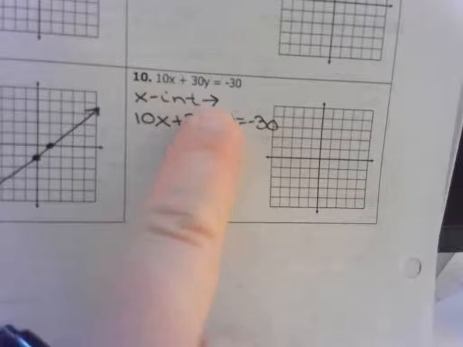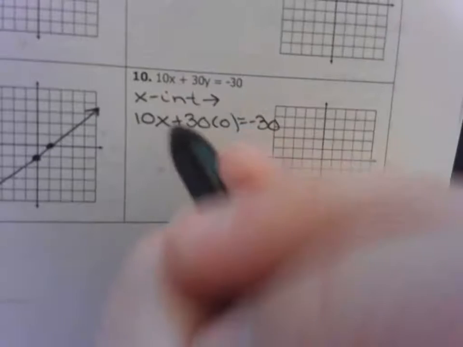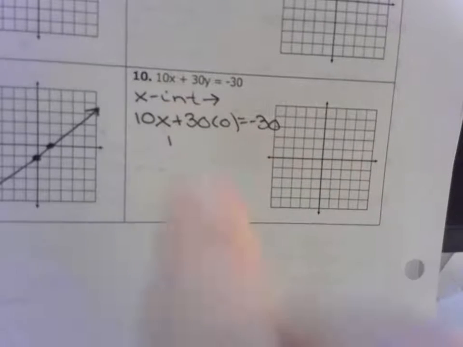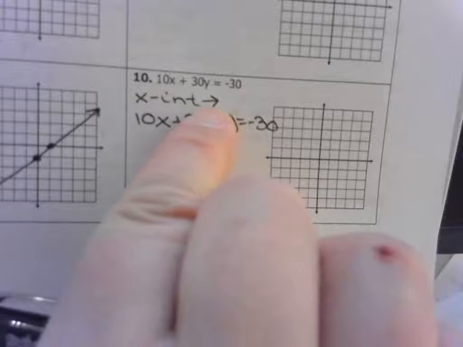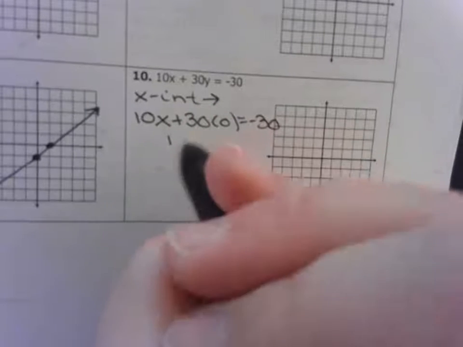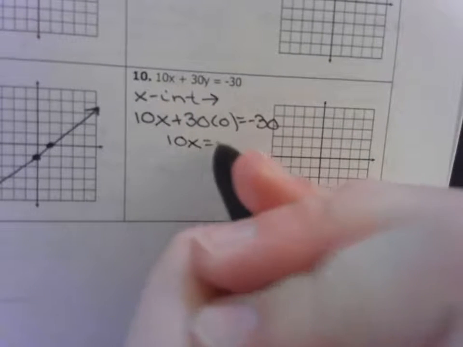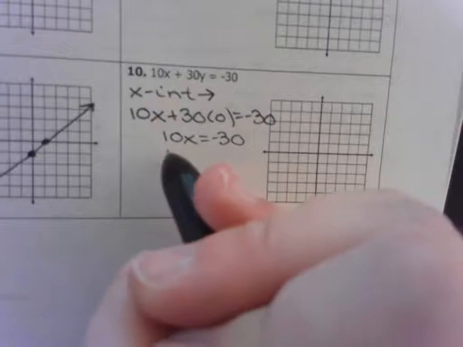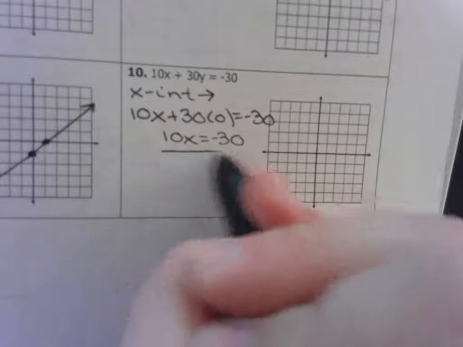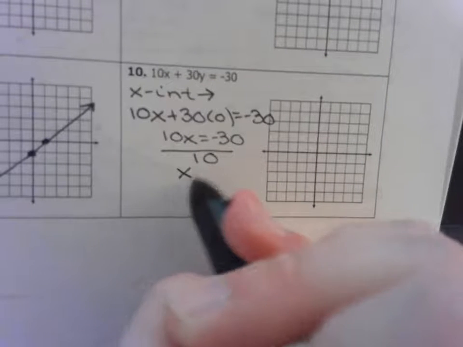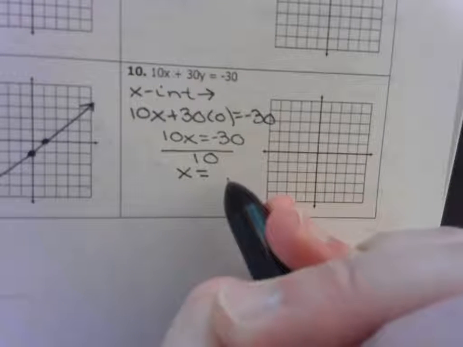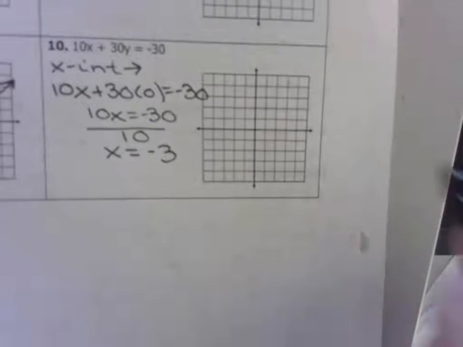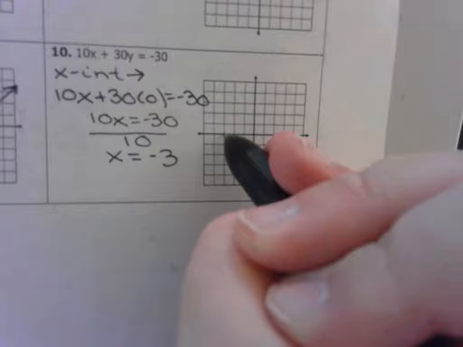0, so it's gone. You can cover it up. I'm left with what? What am I left with if 30 times 0 is 0? 10x equals negative 30. You guys can do this. How do I solve that? Divide by 10. So x is what? Negative 3. How do I graph an x-intercept of negative 3? Left 3.